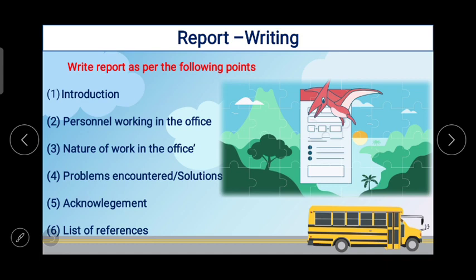Now the next one, report writing. After you collect information from the office you visited, you have to write a report. You can use the maps. What you can use? Maps, tables and layouts, graphs, pictures and photographs for the same. So when you are visiting any place, you have to take pictures, you have to take notes, and by using that you have to write your report. So write report as per the following points.